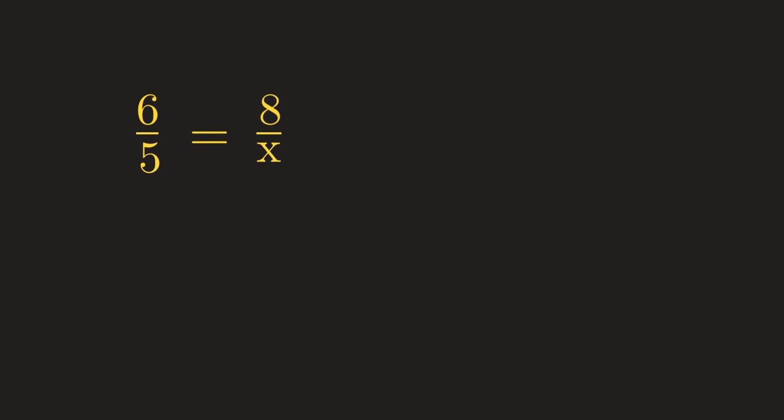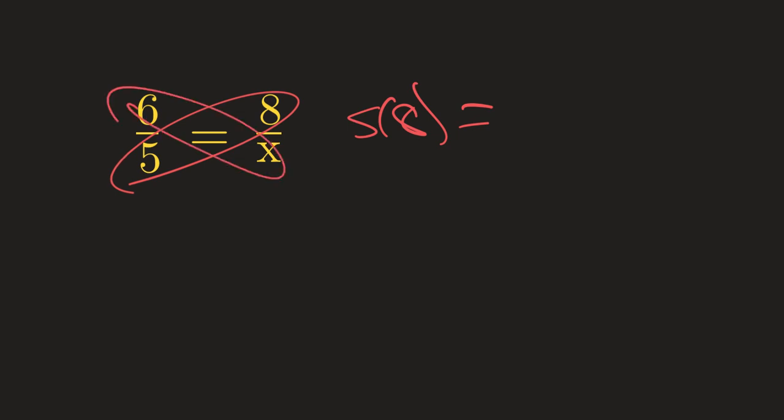Sometimes they're going to move that variable around a little bit. That variable is not always going to be in the same spot. This time we've got 6 over 5 is equal to 8 over x. And this time, I'm going to multiply 5 times 8 first. And again, guys, it does not matter. It is completely your preference. So just for kicks this time, I'm going to go 5 times 8. That product is going to be equal to 6 times x.